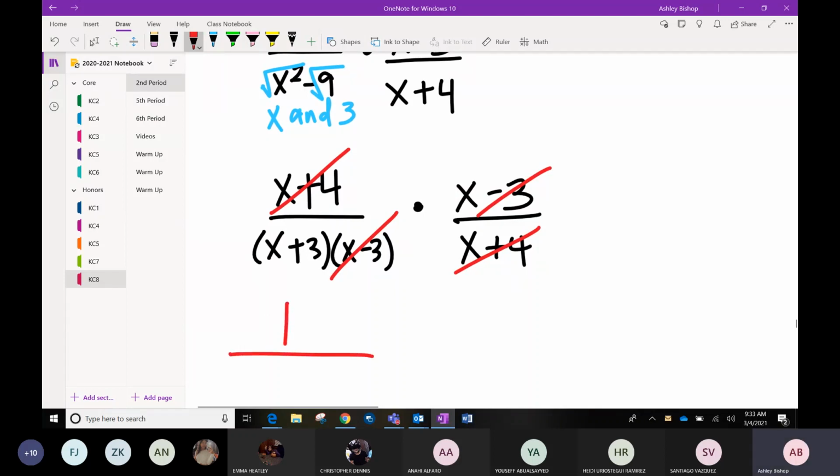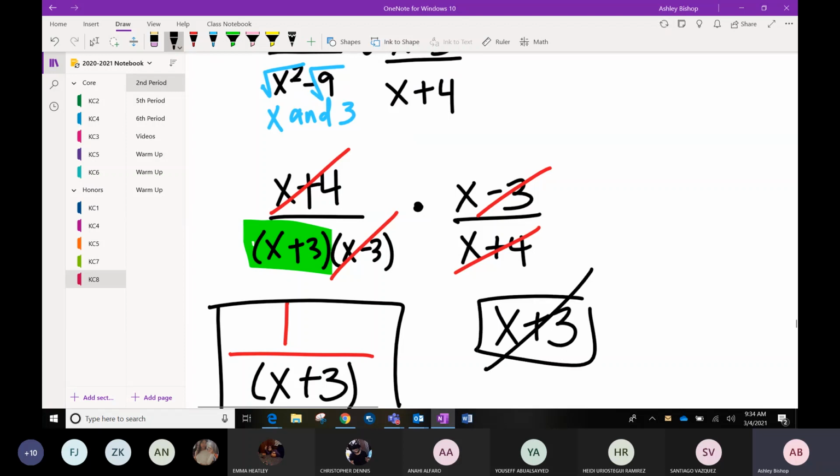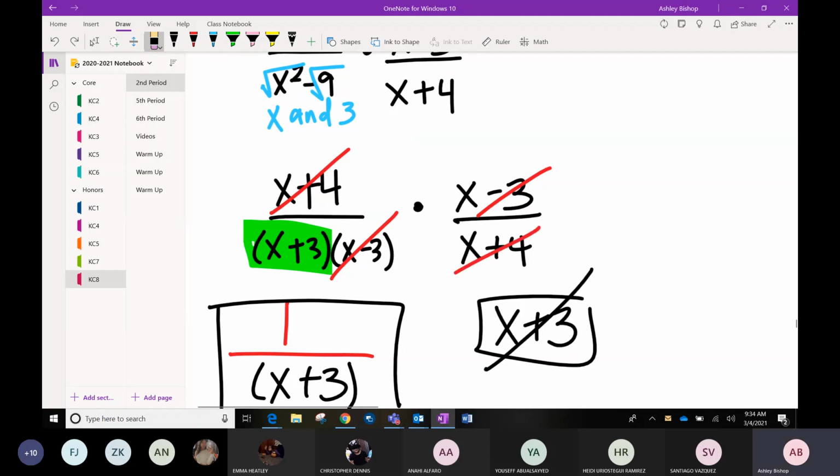If there's nothing left on top, there's a 1 on top, and then we still have x plus 3 on bottom. So my answer is 1 over x plus 3. If there's nothing left at all, there is a 1. X plus 3 is in the bottom. It needs to stay in the bottom. So if you forgot the 1 and you just put your answer as x plus 3, that's no longer in the bottom, and that's not right. Alrighty. So if there's nothing left on top, there is a 1 there.